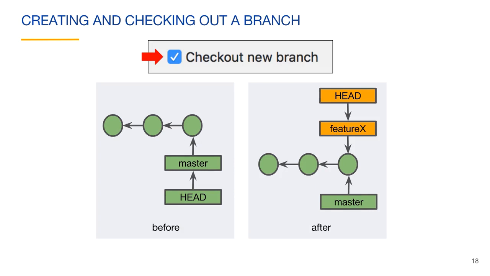If you create a branch and have the Checkout New Branch checkbox selected, the behavior is different. Checking out the feature X branch means that the head reference points to the feature X label, and if necessary, the working tree will be updated with the files from the commit that you checked out. This means that any work that you commit at this point will belong to the feature X branch and not the master branch.